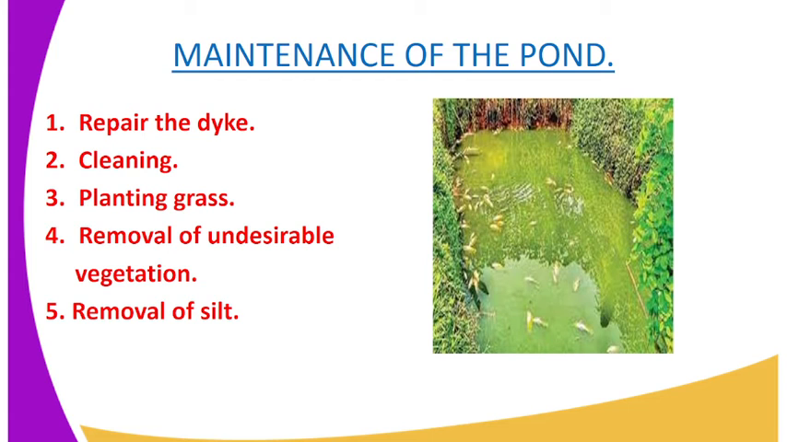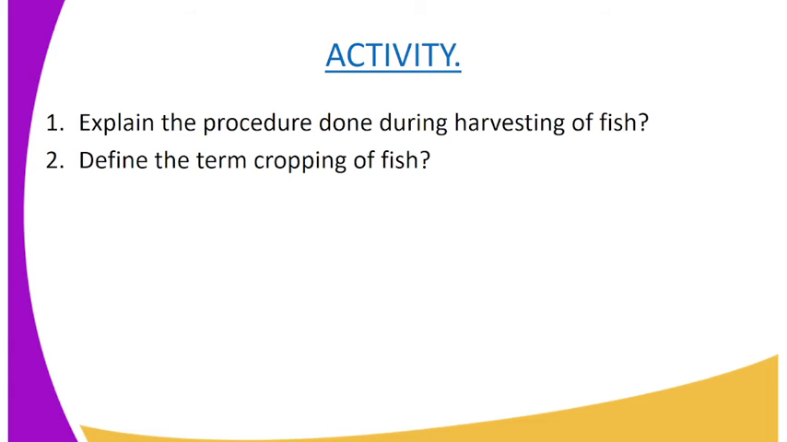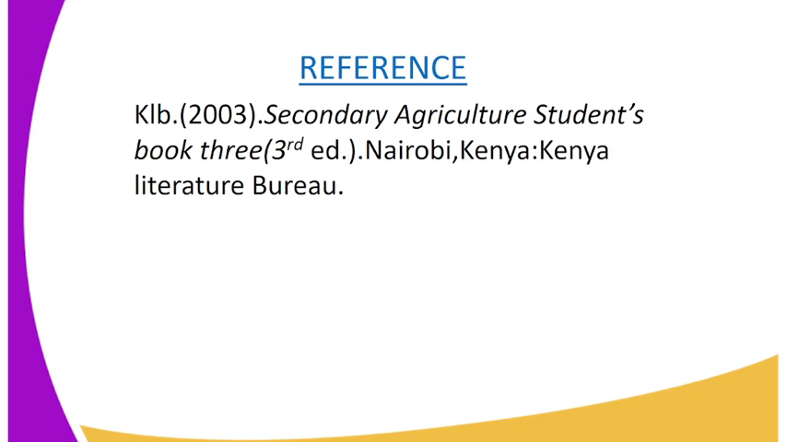We have come to the end of today's lesson, and I'm going to mark the end of this lesson by giving you the following questions. You're supposed to tackle these questions. The first question, explain the procedure done during harvesting of fish, and the second question, you're supposed to define the term cropping of fish. For reference, you can refer to KLB Secondary Agriculture Student Book 3, and the publisher is the Kenya Literature Bureau.